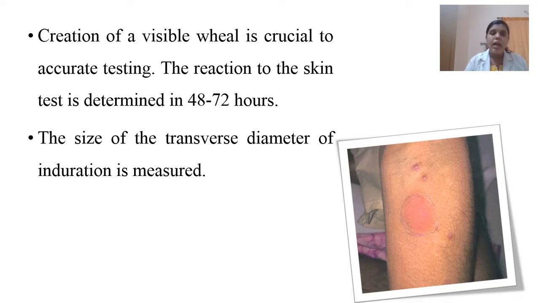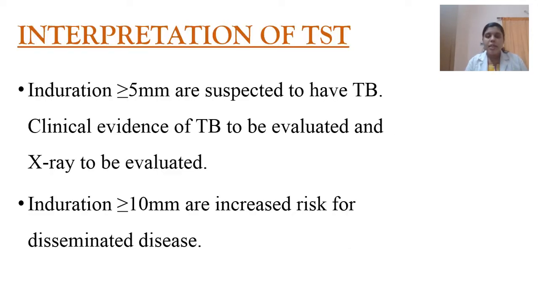Now we'll see how to interpret the results. So imagine after the purified protein derivative injection, you are assessing the child's hand after 48 to 72 hours, and you notice induration which is more than 5 mm. If the induration is more than 5 mm, you suspect the child has a tuberculosis infection. So in order to make sure, clinical evidence of the disease is also needed, and for that we need to send the child for a radiographic examination.